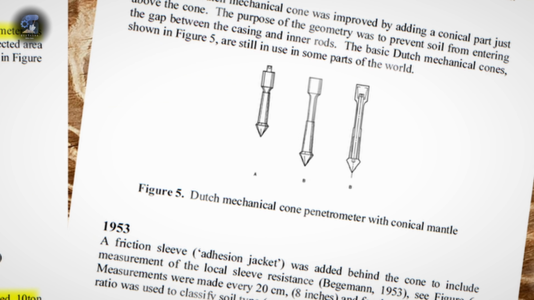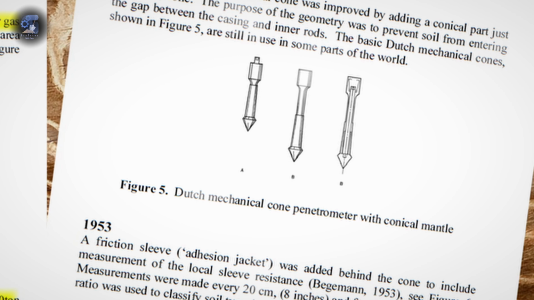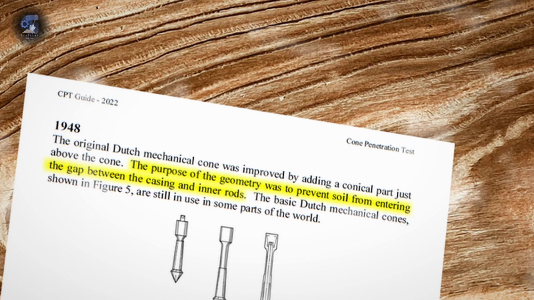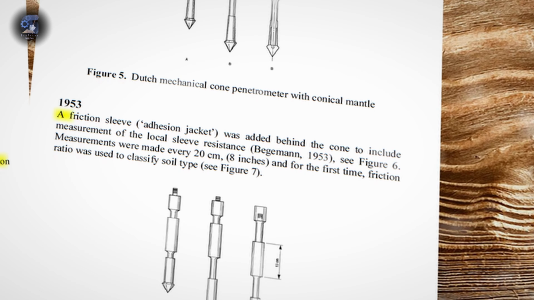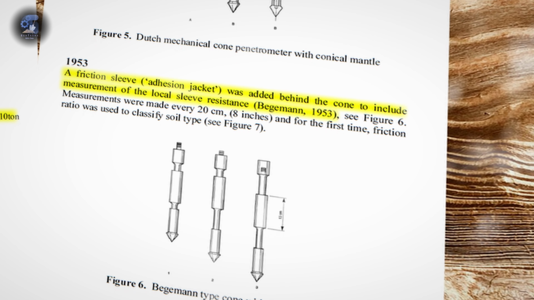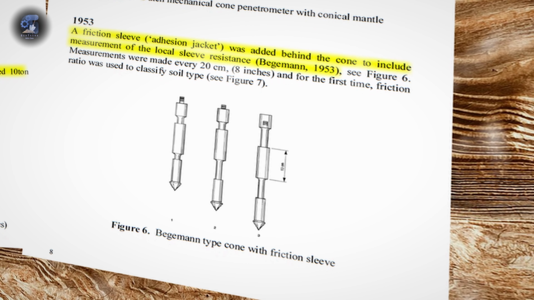In 1949, the cone was improved by adding a conical part just above the cone to prevent soil from entering the gap between the casing and the inner rods, which had been a persistent problem in the early versions of the device. Fast forward to 1953. Bergerman added a friction sleeve behind the cone to include measurements of the local sleeve resistance, and for the first time, the concept of friction ratio to classify soil type was introduced. Up to this point, the CPT was purely a mechanical device, and there were no well-established standardized regulations for performing the CPT or analyzing its results.